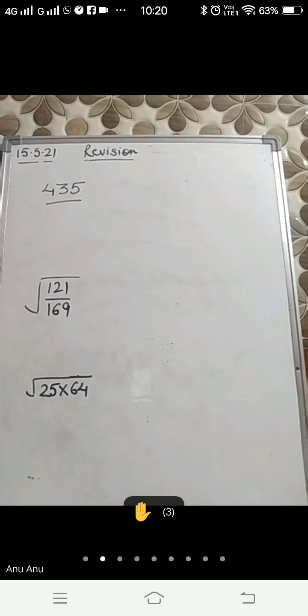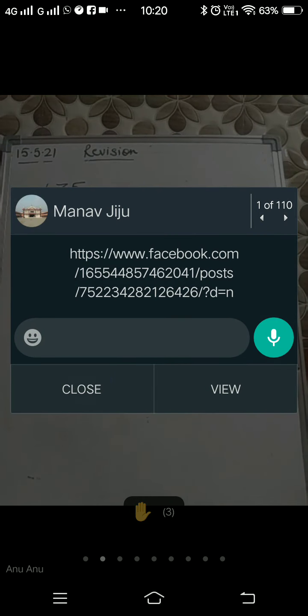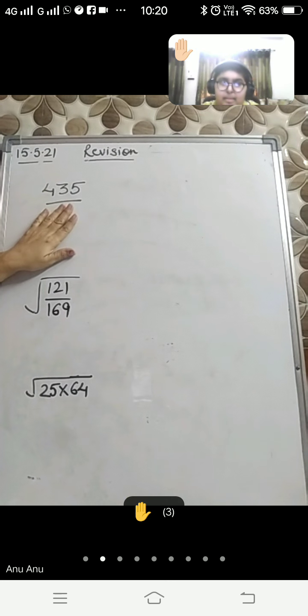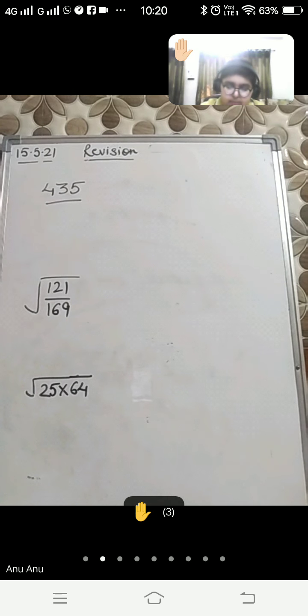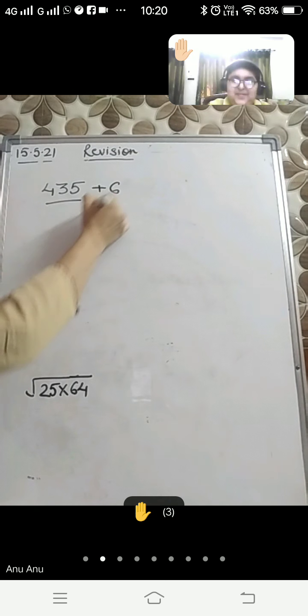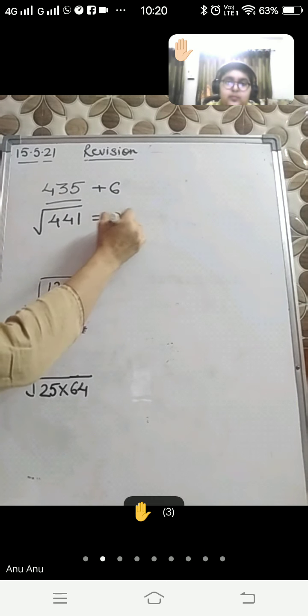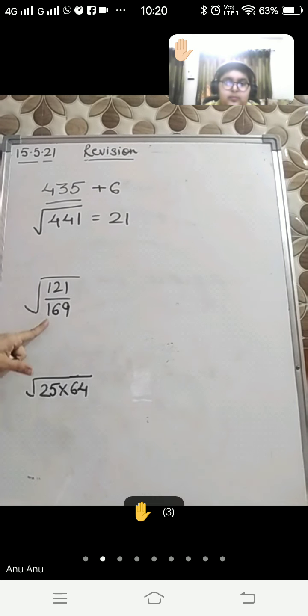No, no, you are not getting me, beta. You have taken from a bigger number, the remainder is coming negative, -6. It is an add question. It should be added. The least number is 6. The answer is 441 and the square root of this is 21. Solve this. Hurry up.